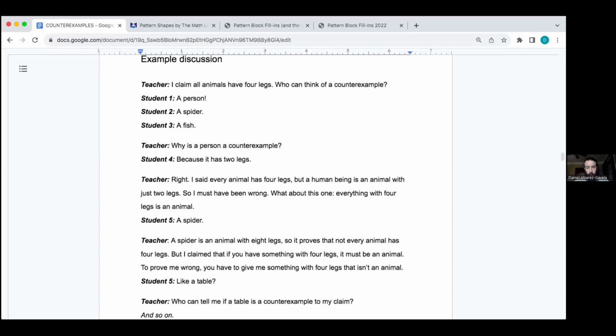So in this case, the teacher now says, what about this one? Everything with 4 legs is an animal. And then the student can say, a spider. But actually, that wasn't a counterexample to the question that the teacher asked. Maybe the student was confused, or maybe the student was still thinking of the previous question, okay? And the teacher can clarify the situation.